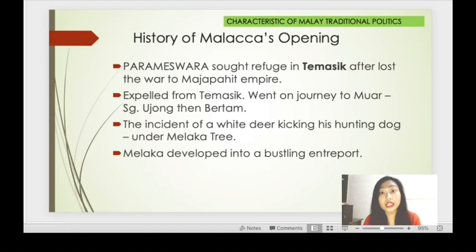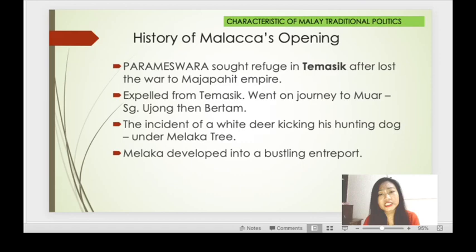After his defeat in the war, he sought refuge in Temasek, which was under the influence of the Siamese. After being expelled from Temasek by the Siamese invaders, Parameswara and his comrades made their way to Moa and then to Sungai Ujong before taking a stop in Bertam, which is located nearby the outfall of the Malacca River. This happened around 1396, yeah?